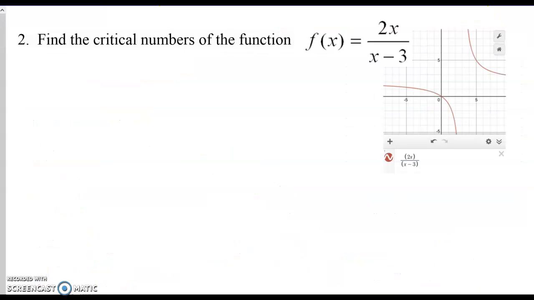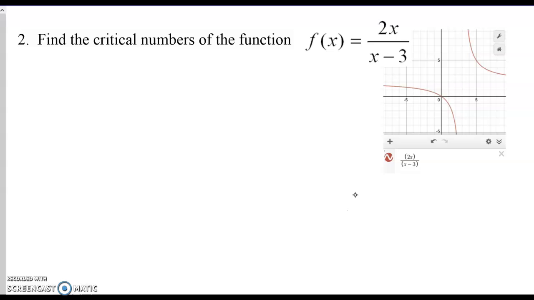Looking at example 2 on the top of page 6, finding the critical numbers for this function f of x. Well, I did on Desmos put this function in, and we get this graph, which makes sense. It's a rational function. When I just look at this graph, there are no spots where this graph turns from being positive to negative, or negative to positive. So doing the work here to find these critical numbers, it should show that.